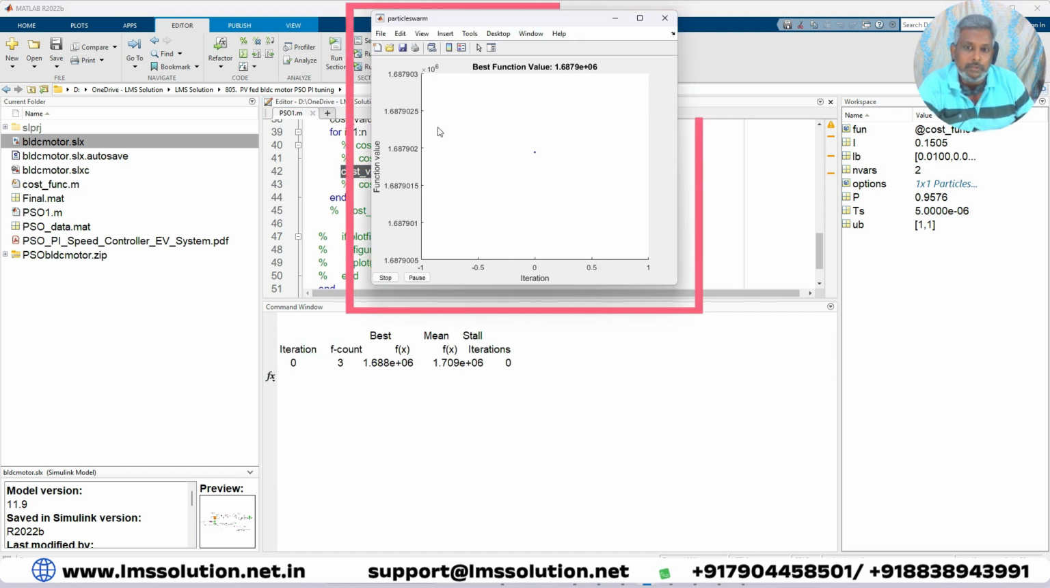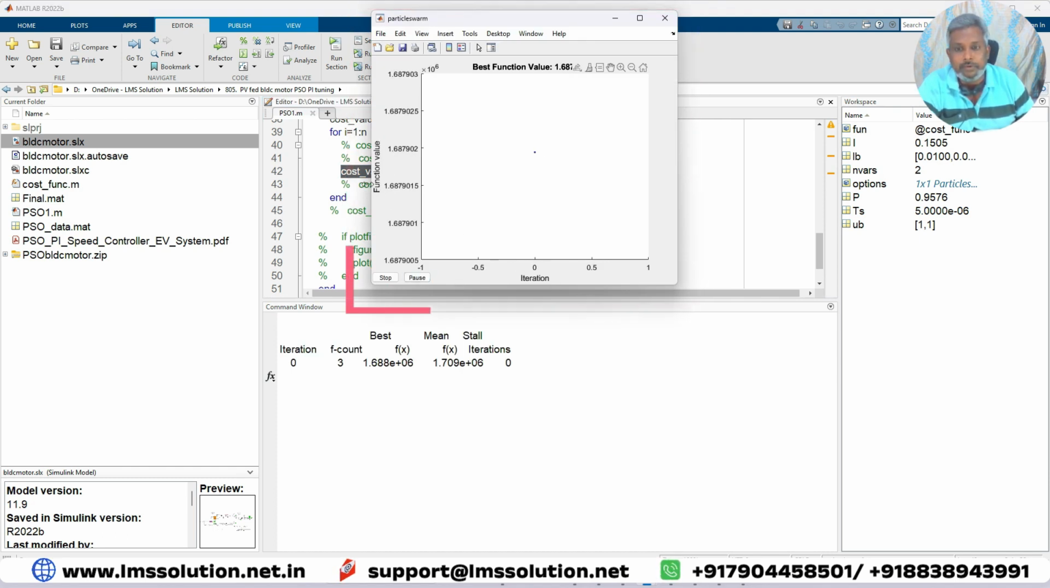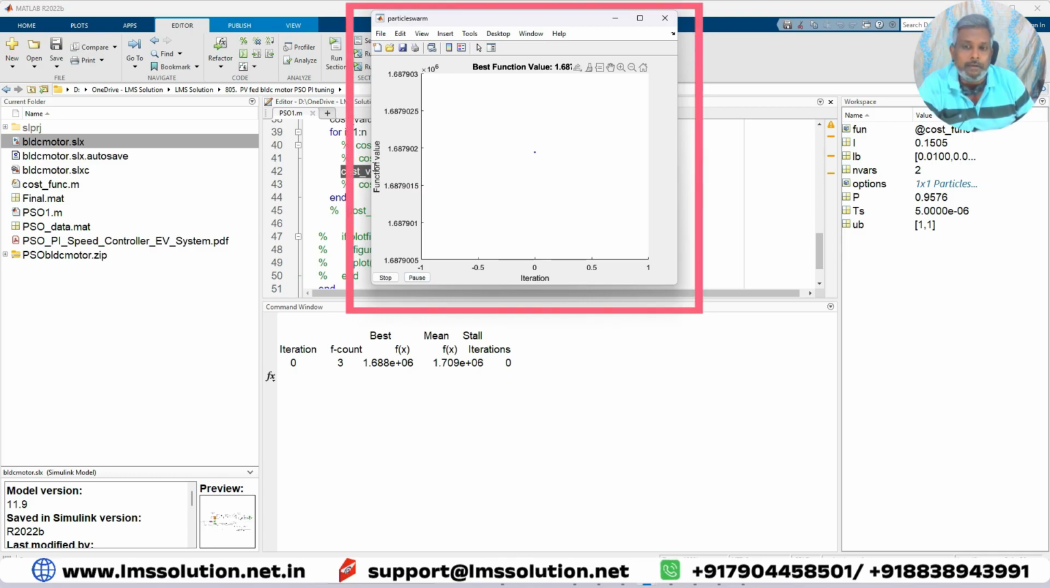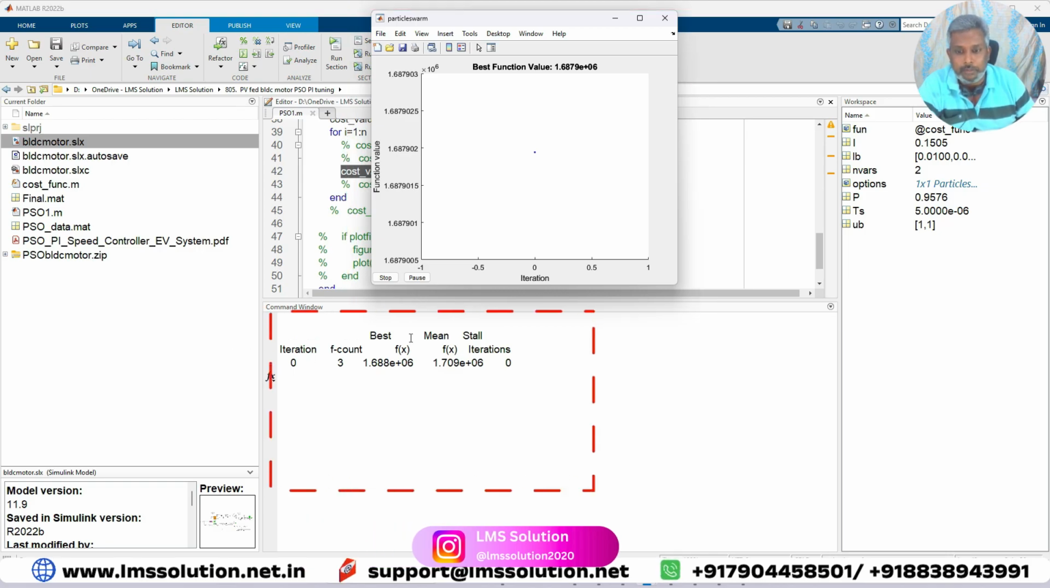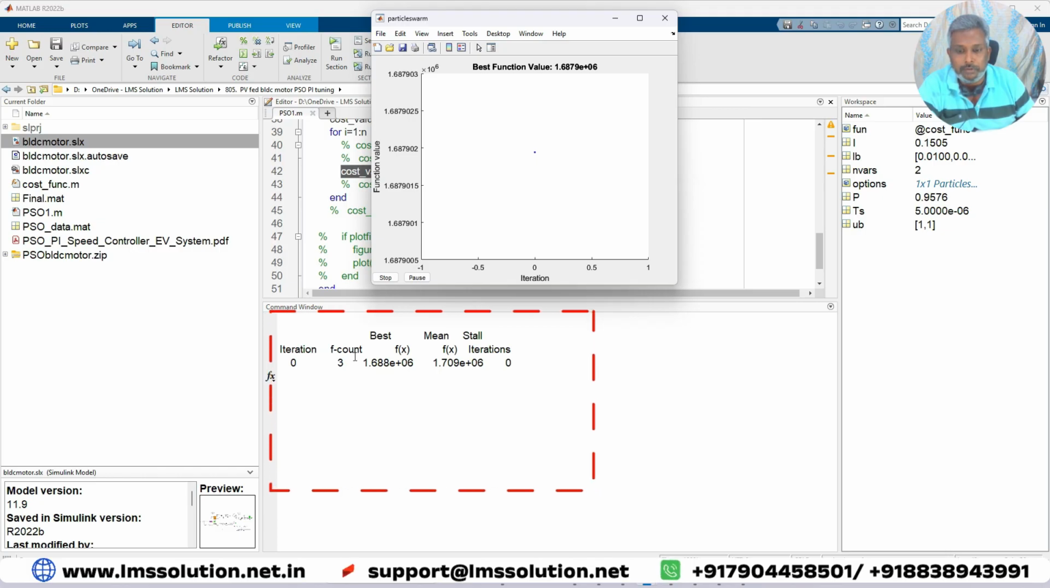Here you see the graph between the function value and iteration. Function value here is nothing but the absolute error. We can use ITAE, IAE, ISE. You can change the equation in the cost function, then you will get the details accordingly. In this area you can see the iteration count, f count, and f of x value, mean f of x value, and then the stall iteration value. You can see those details here also.